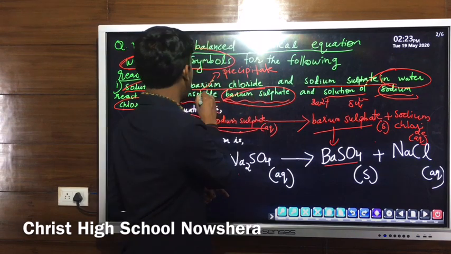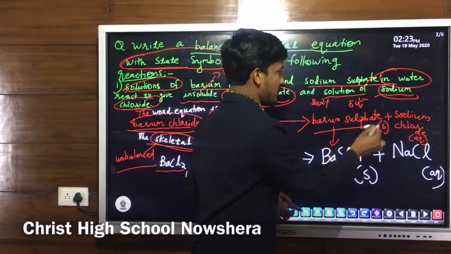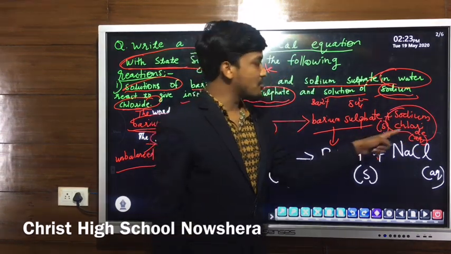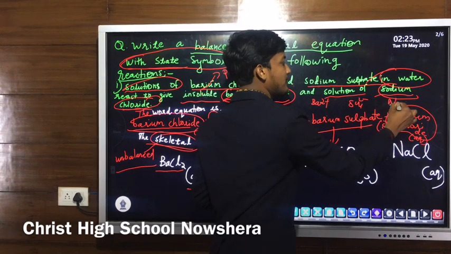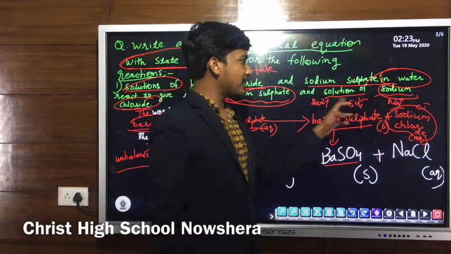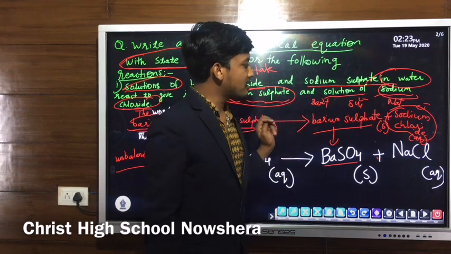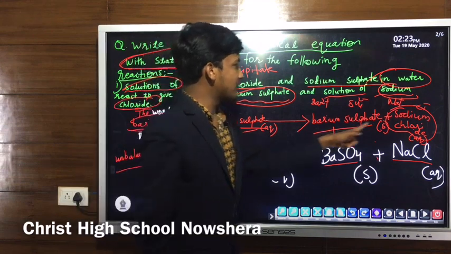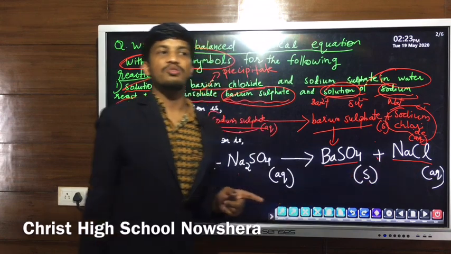And it is insoluble, that is precipitate. So its physical state is solid. Plus, last, the second product, sodium chloride. Sodium cation, chloride anion. So sodium Na+, chloride Cl-. Exchange the valencies. After that you will get the formula NaCl. NaCl, which state? Solution, that is aqueous solution.